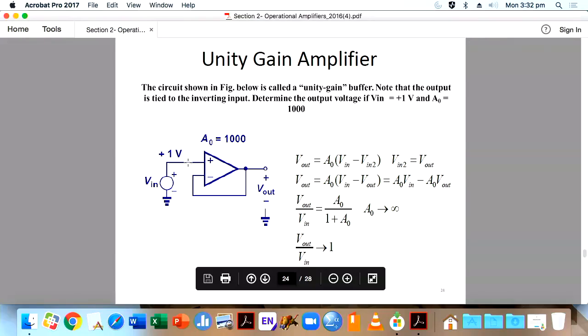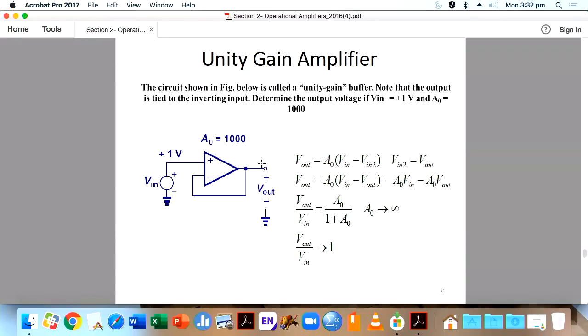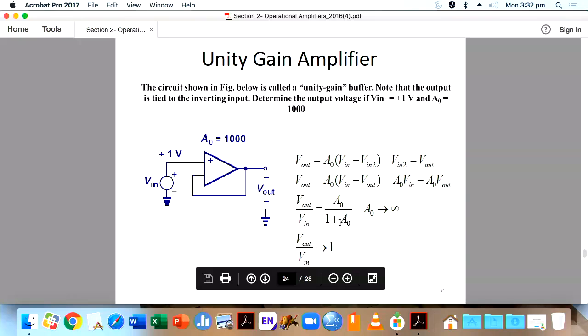Using the feedback we can say when this is 1 volt, this will be 1 volt. So we get 1 volt here. But then if you want to use equations, you can say V out equals A0 into (V in minus V into). But here V into equals V out, because this V out is connecting to the V into. So you can substitute. Then you can rearrange: V out by V in equals A0 by 1 plus A0.